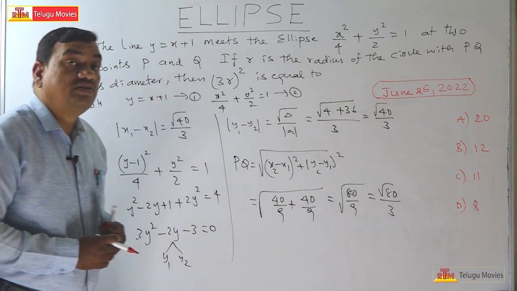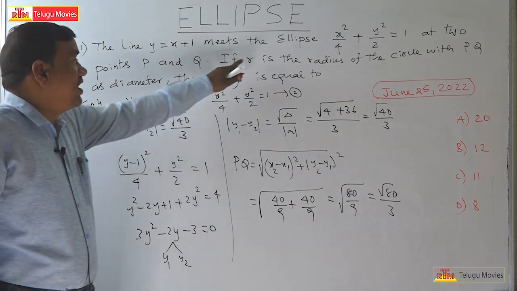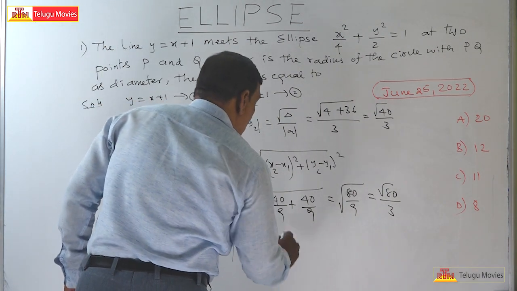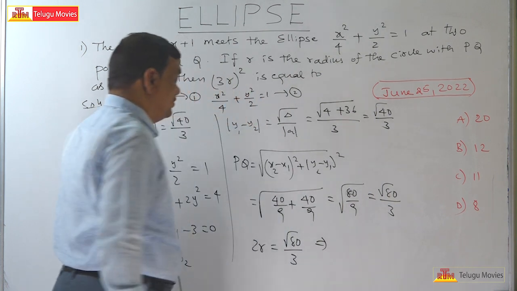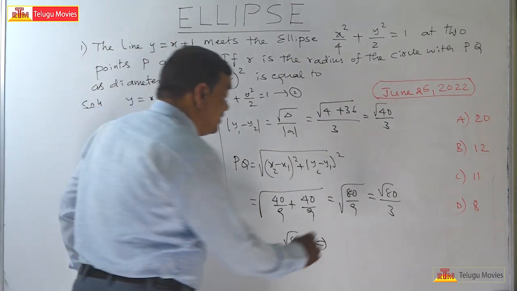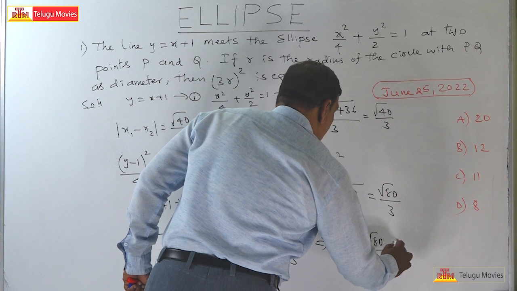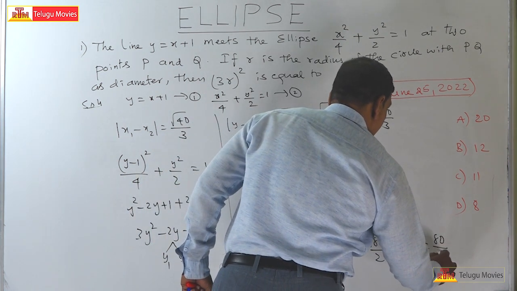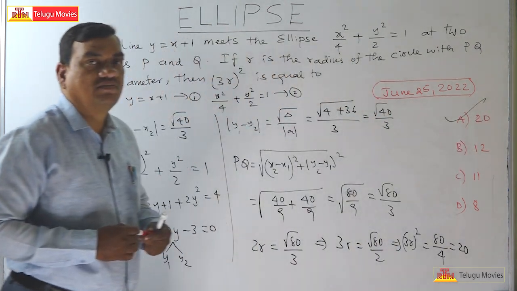Here PQ is the diameter. This is the diameter, but we want the radius. Therefore, 2r is equal to root 80 by 3. So this implies 2r. But we want first of all 3r. This 3r is equal to root 80 by 2. So this implies 3r square is equal to 80 by 4, that is equal to 20. 20 is your right answer.